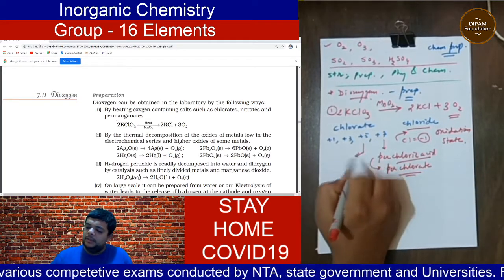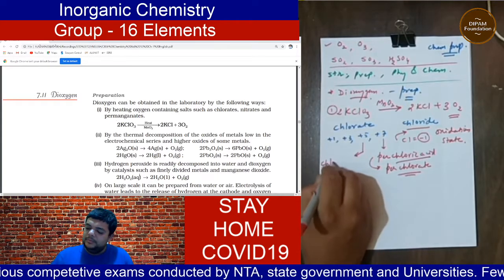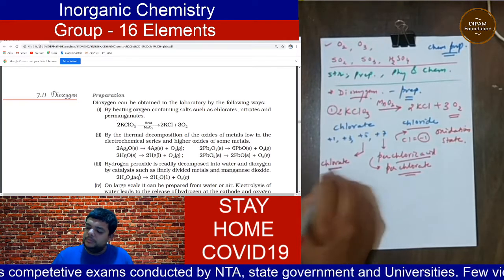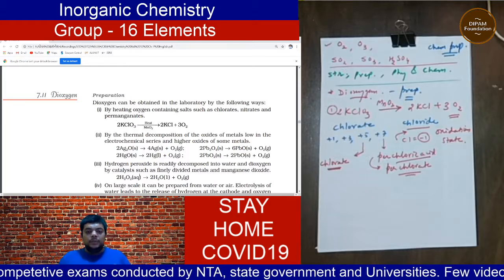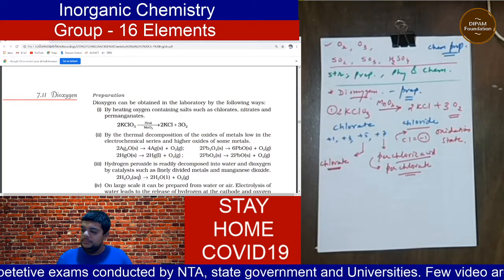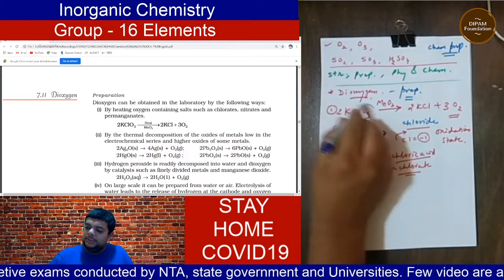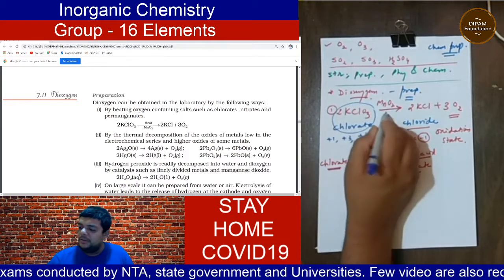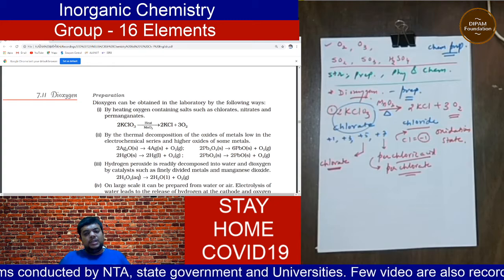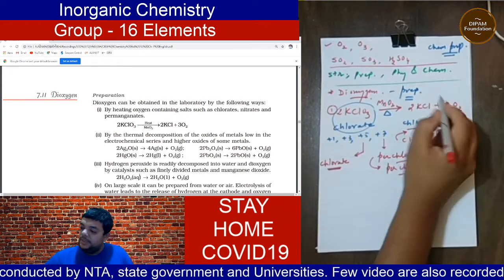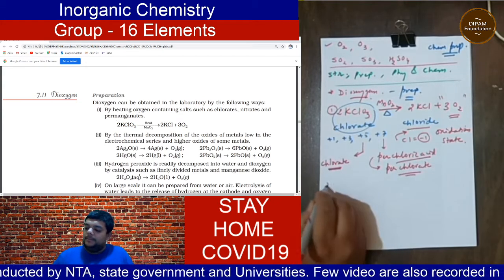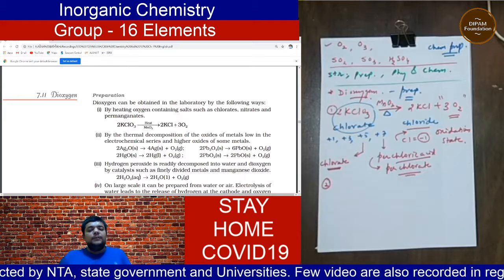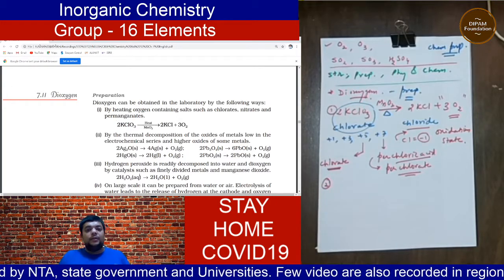Similarly, chlorine with +5 is chlorate. Depending on this, we call it potassium chlorate, 2 moles, in presence of manganese dioxide and heating gives potassium chloride plus our desired product dioxygen. This is the first method for the preparation or production of dioxygen.